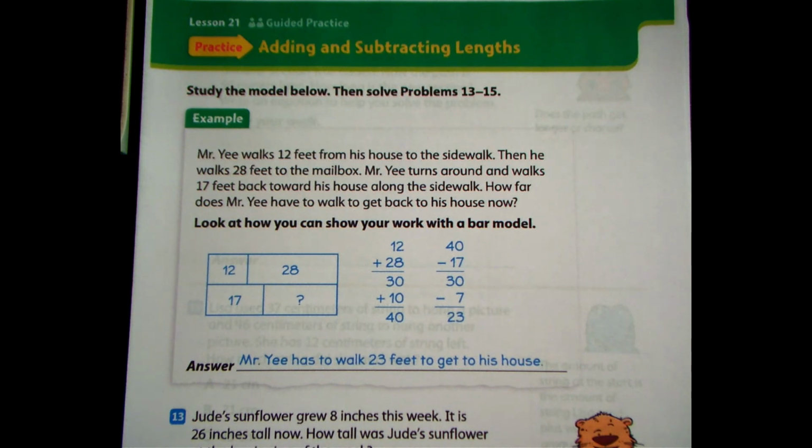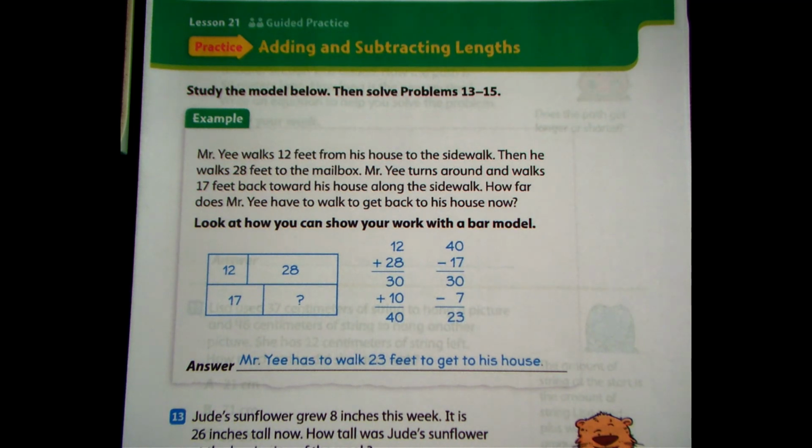It says, Mr. Yee walks 12 feet from his house to the sidewalk. Then he walks 28 feet to the mailbox. Mr. Yee turns around and walks 17 feet back toward his house along the sidewalk. How far does Mr. Yee have to walk to get back to his house now?